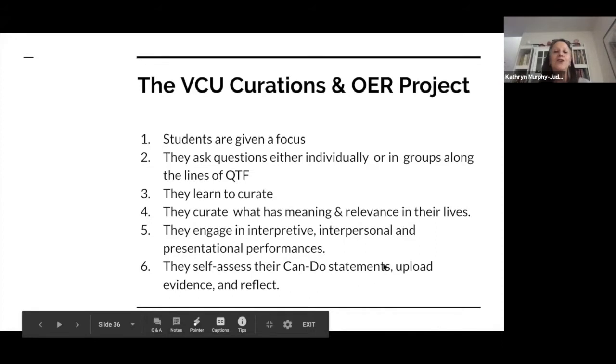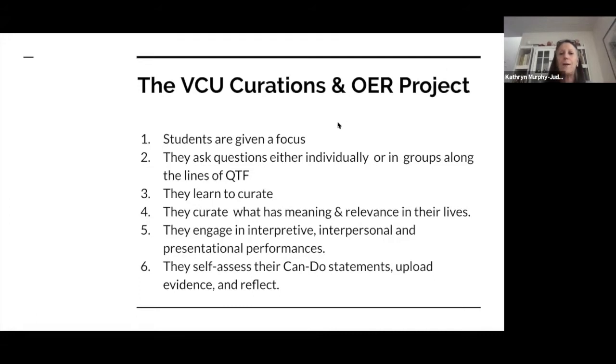At VCU, we've got a curations project where the students are given a focus. Then they're asked to go through and do what we've just seen in the question formulation technique. And then they learn how to curate.